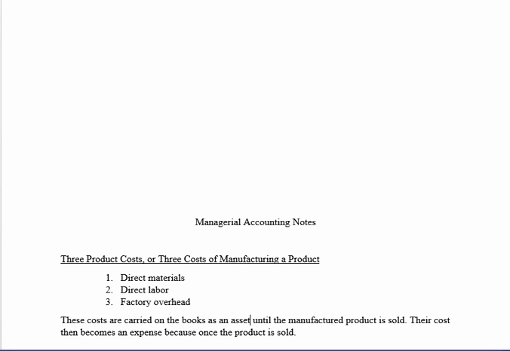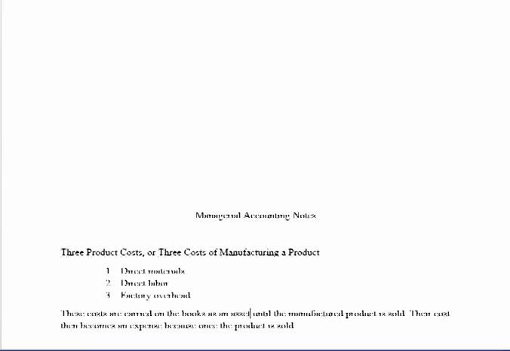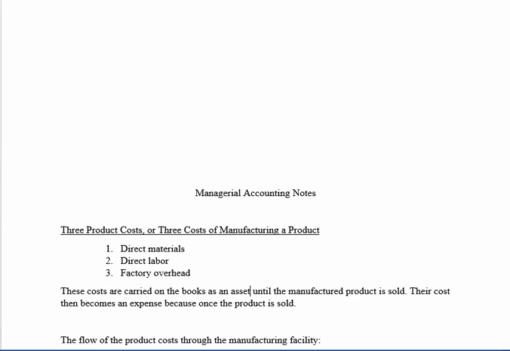But once the manufactured product is sold, its cost then becomes an expense. Okay, so direct materials, direct labor, and factory overhead are all included in an asset account until that manufactured product is sold. Then the cost is transferred out of the asset account and into an expense account. Now let's look at the flow of product cost through the manufacturing facility.